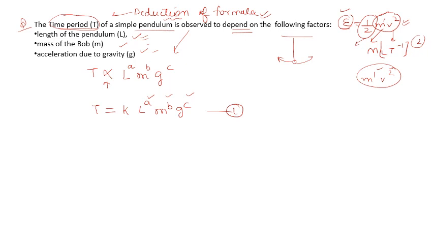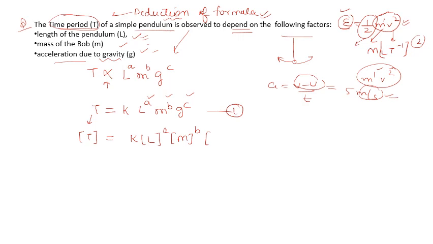The next step is to mark down all the dimensions. For time, it is T. The constant we are neglecting. For length it is L, for mass it is M, and then acceleration due to gravity. Be it due to gravity or any other acceleration, it is always change in velocity upon time. Change in velocity gives a number in meter per second, that means it is a velocity, so you write L T^-1. Velocity by T gives L T^-1 and here is another T, so L T^-2.